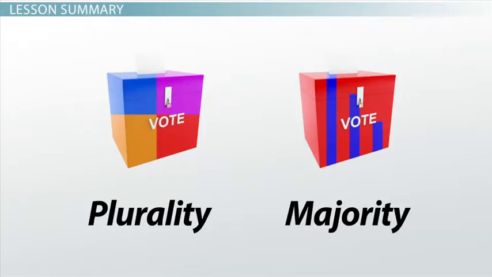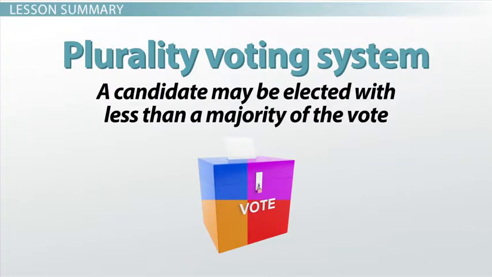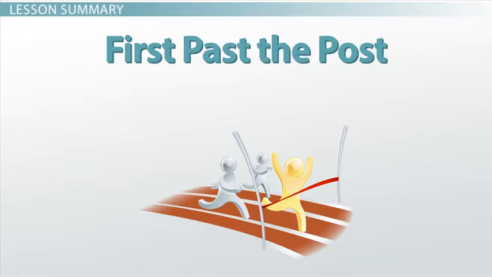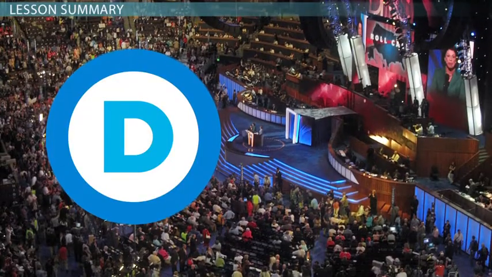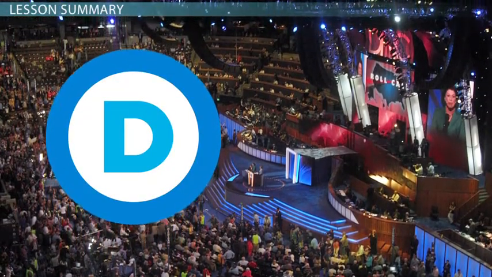In this lesson, we discuss the difference between plurality and majority voting systems. In a plurality voting system, a candidate may be elected with less than a majority of the vote. This type of system often uses an approach called first past the post, which refers to a particular candidate who has the most votes compared with others, even if their actual percentage of the vote is small. In this approach, a single political party will typically dominate the government to some degree.